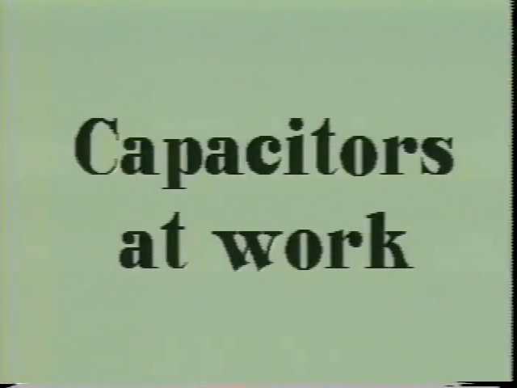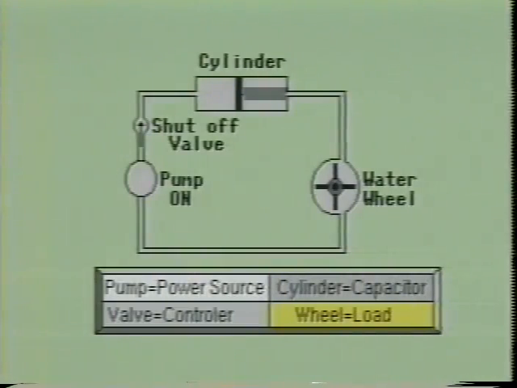Now that we know the basics about a capacitor, let's see how they operate in a circuit. To do this, we will use a system containing a pump, a water wheel, a shutoff valve, and a cylinder containing a spring. The pump will represent a power source. The water wheel will represent the load. The shutoff valve is the controlling device, such as a transistor, and the cylinder represents a capacitor.